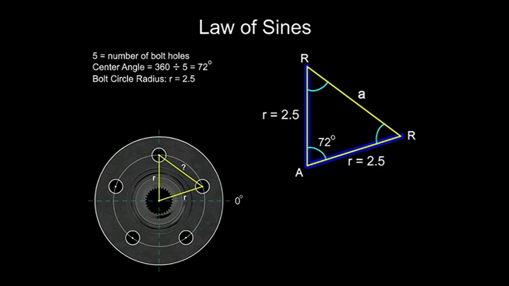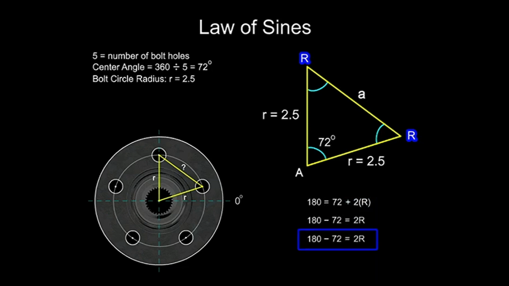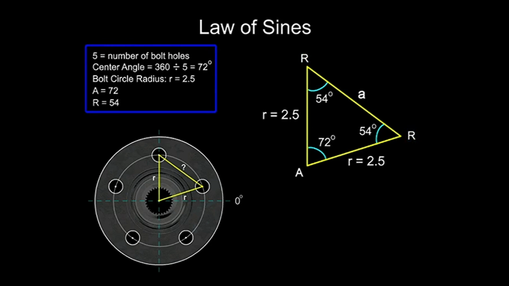Next, since the 2 sides are equal, we know that the angles opposite the 2 sides are also equal. And finally, since there are 180 degrees in a triangle, one of the angles is 72, and the other two are equal, we can solve for the other two angles. Now that we've collected all the facts about the triangle, we can use the information to solve for the third side, which is the distance between the two bolt holes.